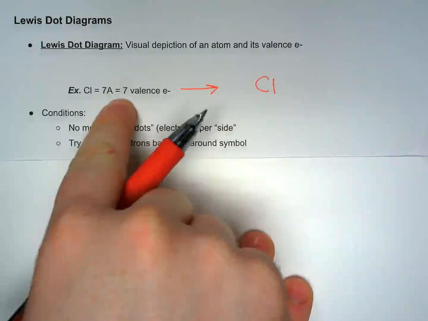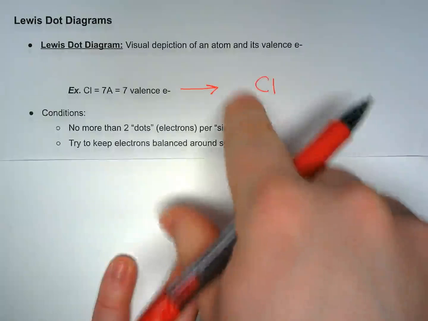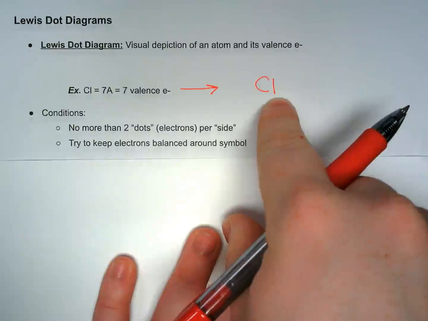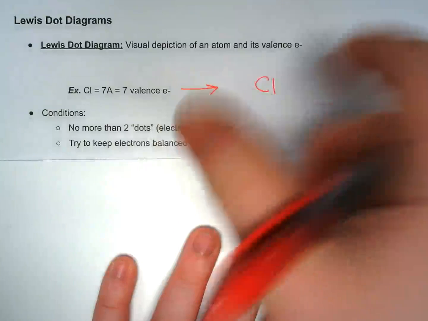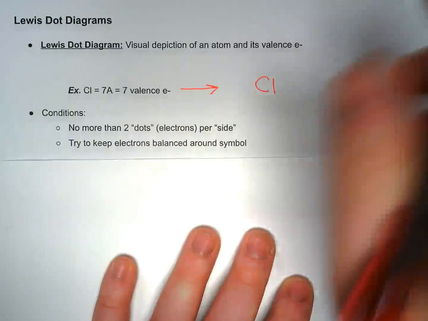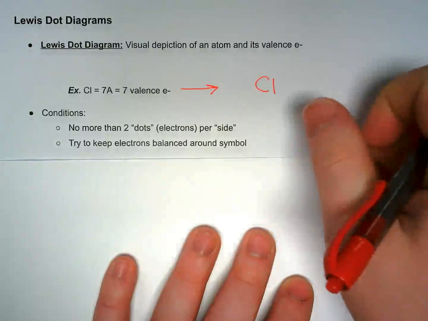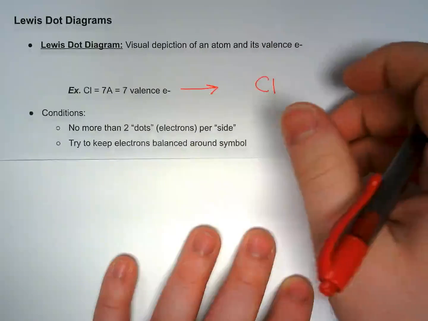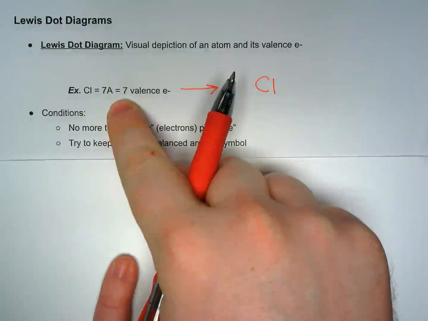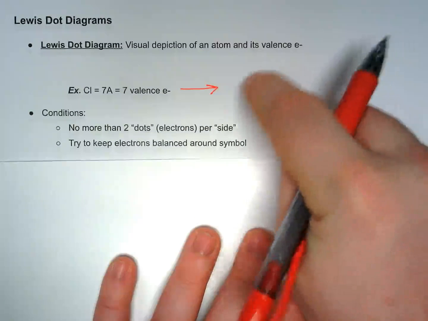Now again, because we've got 7 valence electrons here, we're going to start putting dots all around our chemical symbol, and this is what we should have seen in the engagement yesterday, just glancing through either one of those links. We're going to start placing dots all around Cl to represent the valence electrons. I know that chlorine has 7 valence electrons, so I'm going to put 7 dots all around chlorine.